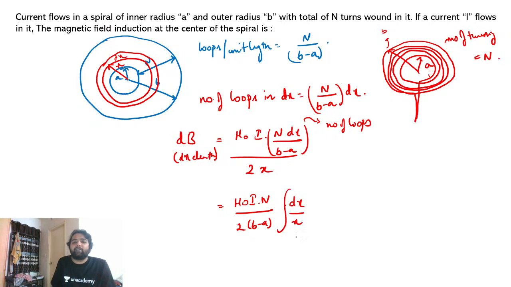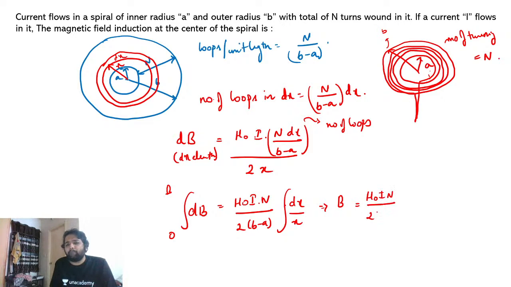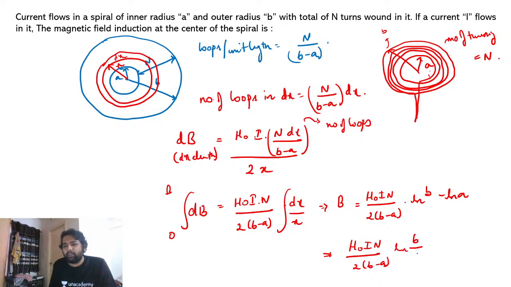That becomes ln. This is equal to, this is db, no? Integrate this whole thing from 0 to b final. So b final will be equal to mu naught I into n by 2 times (b minus a) ln b minus ln a, which can also be written as ln b by a. So the simplified form is mu naught I n by 2(b minus a) ln b by a.